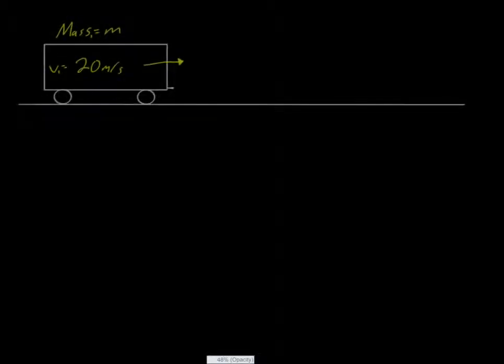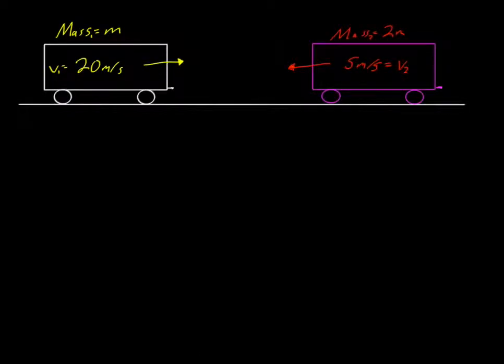So just like before, we'll have two train cars. The first one will be exactly the same as the last video. The mass will be equal to m, the velocity will be 20 meters per second. However, our second car, the mass will be 2m, but it's going to be moving 5 meters per second. Notice this time the two cars are not moving in the same direction. Specifically, car 2 is actually moving the opposite direction of car 1.